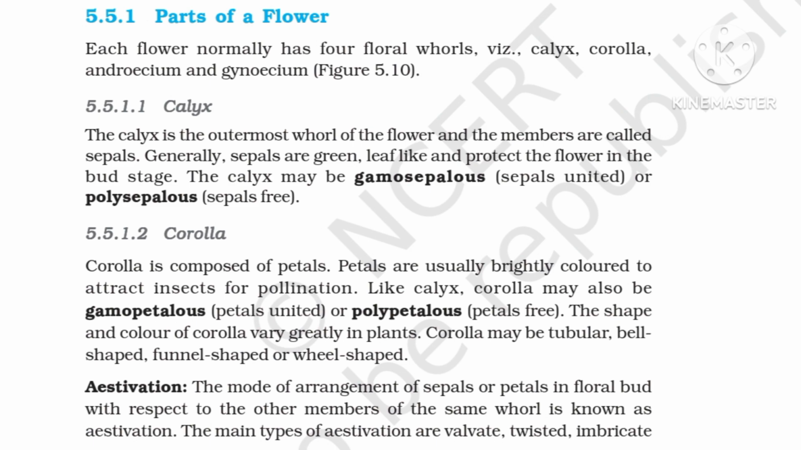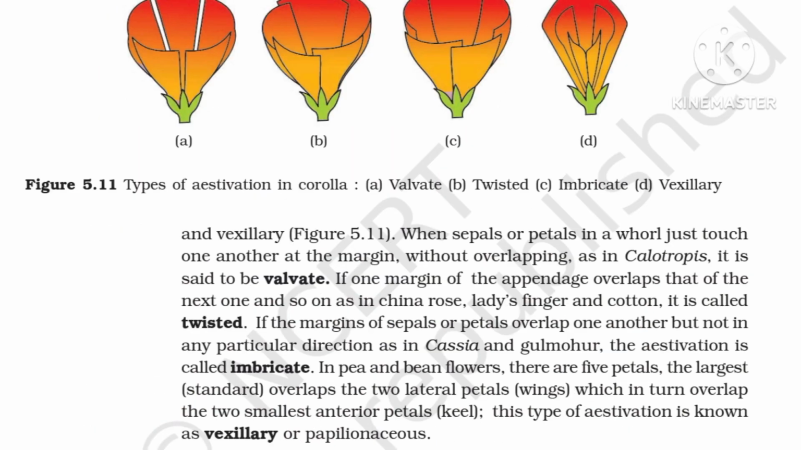The main types of aestivation are valvate, twisted, imbricate, and vexillary. Figure 5.11. When sepals or petals in a whorl just touch one another at the margin without overlapping, as in Calotropis, it is said to be valvate. If one margin of the appendages overlaps that of the next one and so on, as in China rose, ladyfinger, and cotton, it is called twisted.